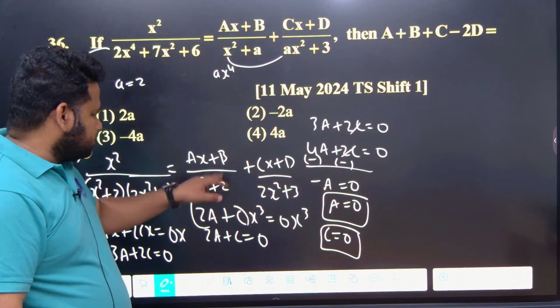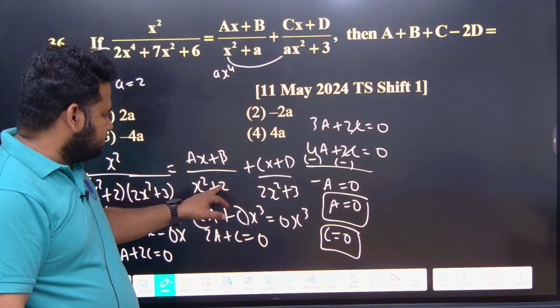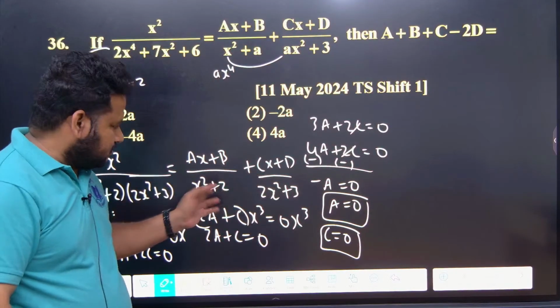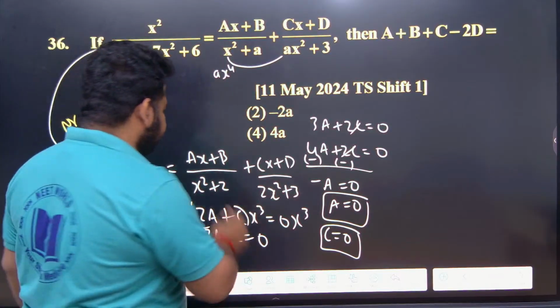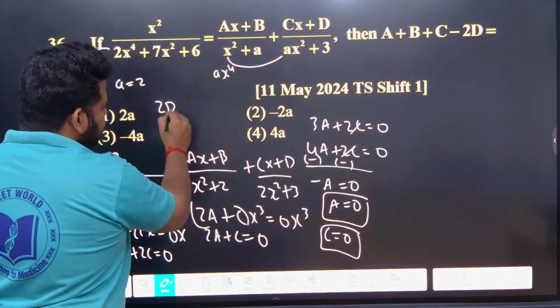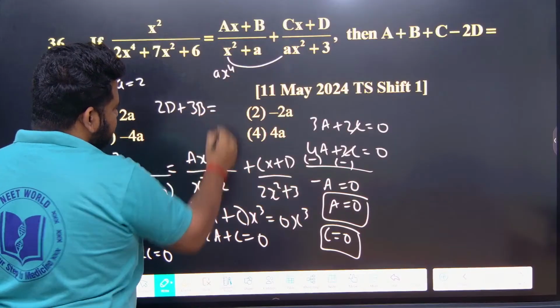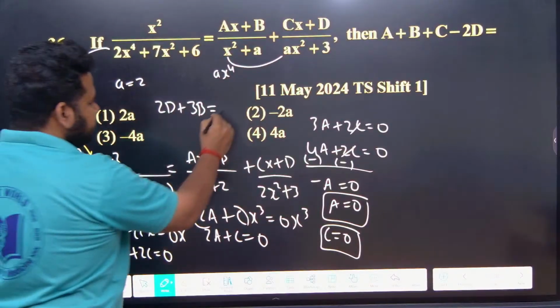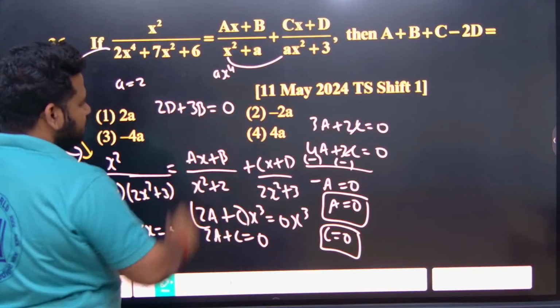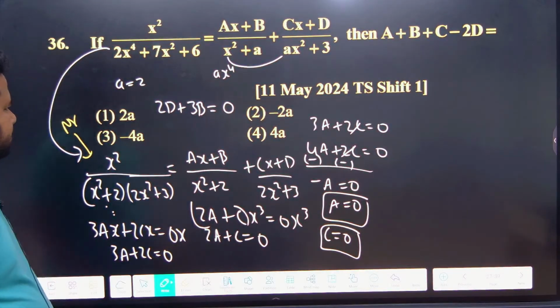Now look at these constants. So 2d plus 3b, that is the constants. Is any constant value there in the numerator? No, there is nothing there. So 2d plus 3b is equal to 0.